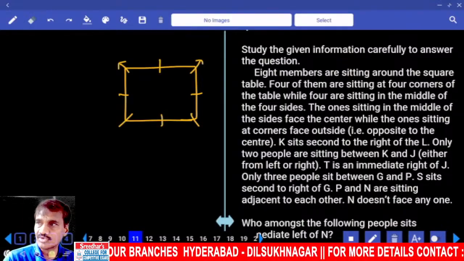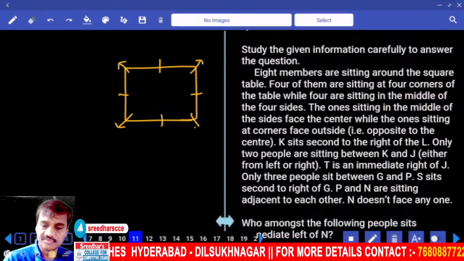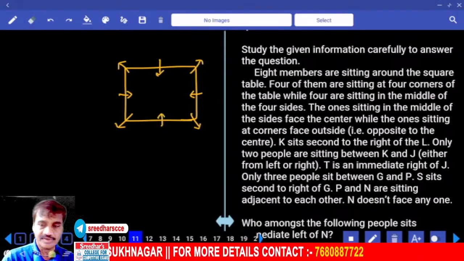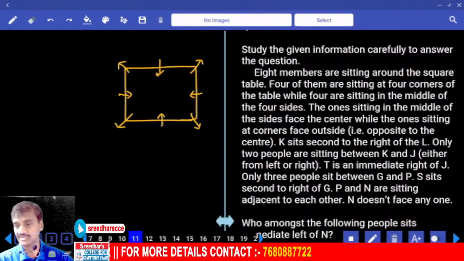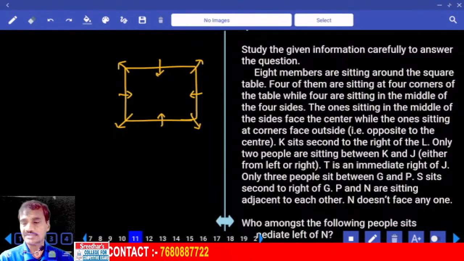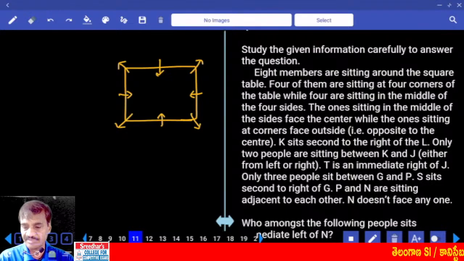Those at the corners are all on this side, they are away from the center, and the centers are facing towards the center. Then the middle ones on the other side face the center. K sits second to the right of L. Where is this K? K is seated second to the right of L, and only two people are between K and J. T is an immediate right of J. Three people between G and P. S is seated second to the right of G.